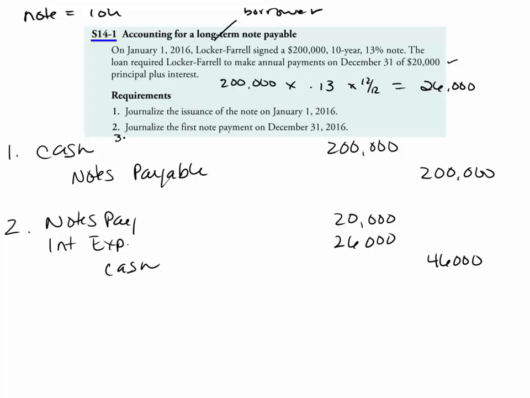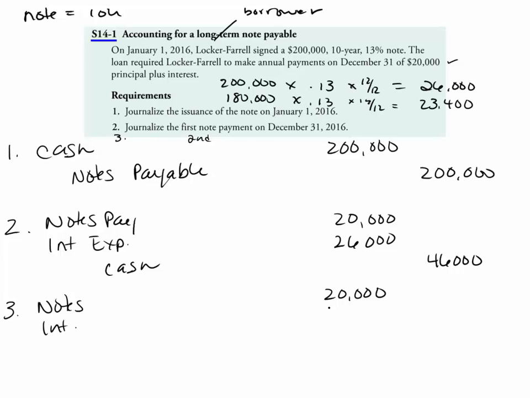Now, it doesn't ask you to do this, but let's add number 3, and we'll do the second note payment, which would be at the end of 2017. So again, I'm going to pay $20,000 towards the principal. The interest expense is going to be a little bit lower though now, right? Because they had $200,000, they paid $20,000, so the balance before this payment is $180,000 on the principal, times 13% times 1 for 1 year would bring us down to $23,400. So the interest is down because I paid off part of that principal. So the total cash that they have to pay over is $43,400.